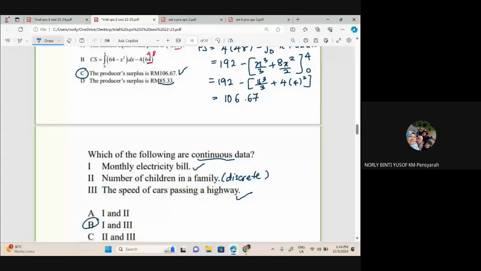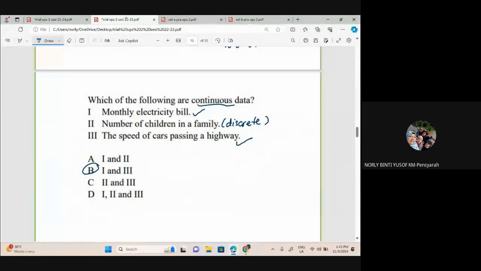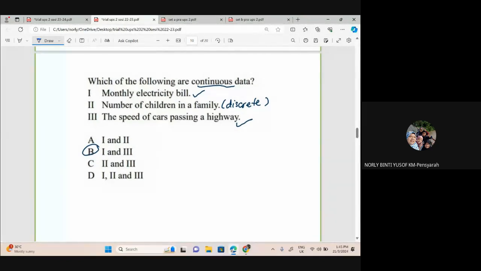Okay, then pergi pada chapter 4 sebab dia ada 9 soalan saja. Sama, dia tanya continuous. Tadi kita dia tanya discrete kan? So samalah. So monthly electrical bill memang ada perpuluhan kan? Ada nombor perpuluhan. So continuous lah. Speed pun sama. Tapi number of children tak mungkin ada perpuluhan. Itu adalah discrete lah. So that is concept of continuous data dengan discrete data.